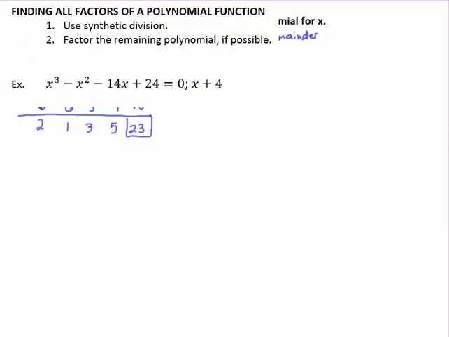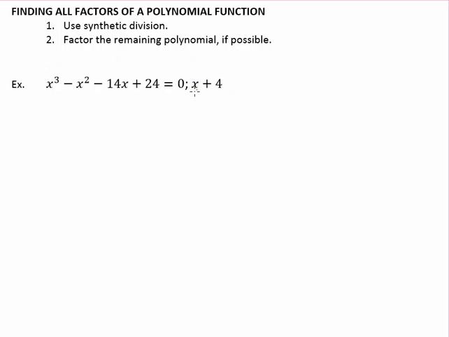The other thing that we're going to do in this section is use synthetic division to factor. And so what they're going to do is tell us either an answer or a factor, and ask us to factor the polynomial completely. So if we have x cubed, we're going to end up with 3 parentheses because we would have 3 different answers.